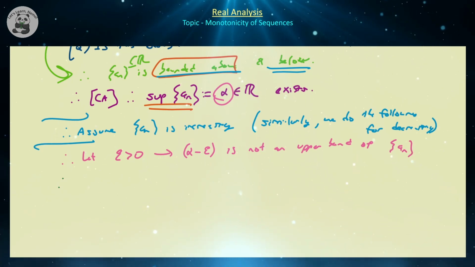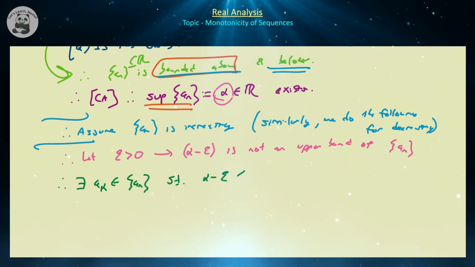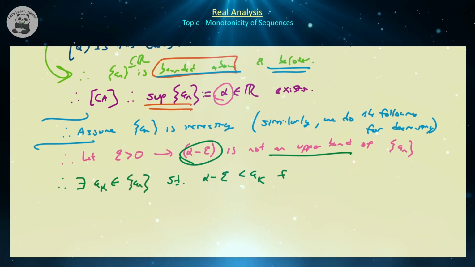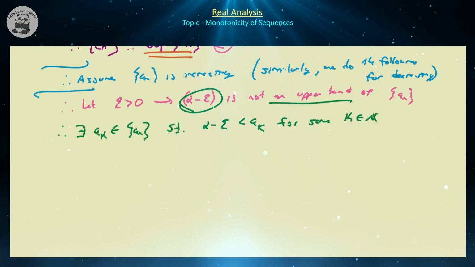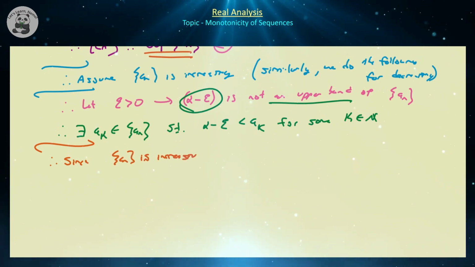So if that is the case, that means that there exists some term of that sequence such that alpha minus epsilon is less than ak. Because if it's not an upper bound, that means there's a term of the sequence that's above this number, alpha minus epsilon. And that's going to be true for some k in the set of naturals. As to which one it is, we don't know, but we do know that it does exist. So if that is true, what do we know? Therefore, since an is increasing, we know that ak is less than or equal to an, and that's going to be true for all n bigger than or equal to k.